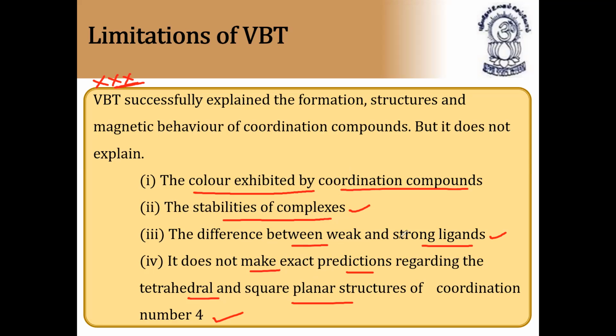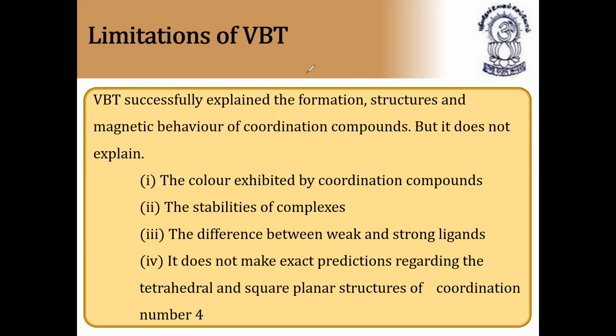It just said weak field ligand and strong field ligand, but how they differ and how they are classified, it could not explain. And it does not make exact predictions regarding the tetrahedral shape and square planar structures of coordination number 4. Very, very important, so please note it down. Next, continuation.